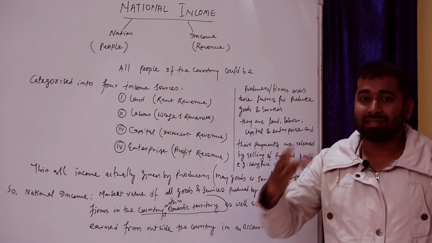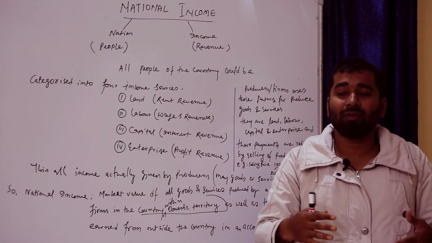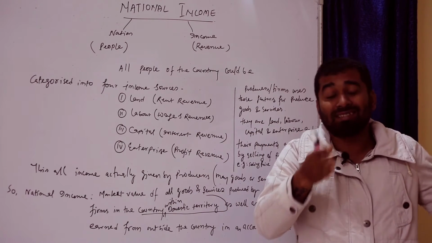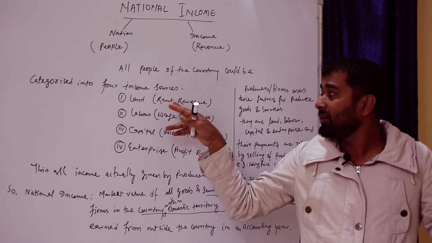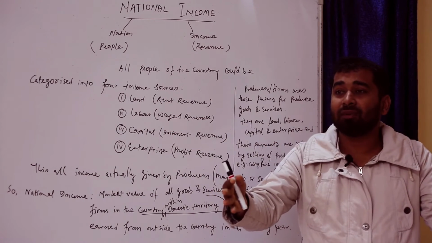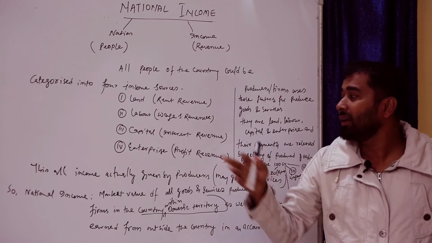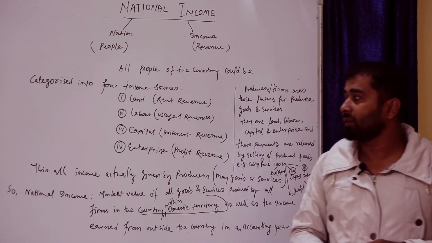One is land. Some of the people have only land, they are not doing any service work or any work outside. They only have their property, ancestor property, in the form of land. They give this land to another party on a rent basis, and they collect an amount every month or every year, on a lease basis. So that comes under rent revenue.